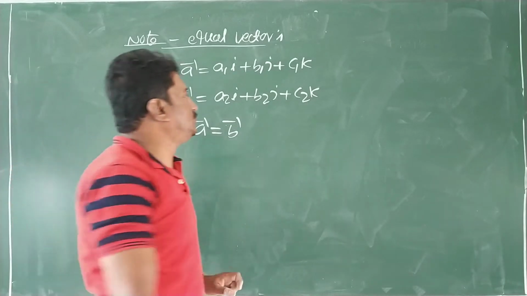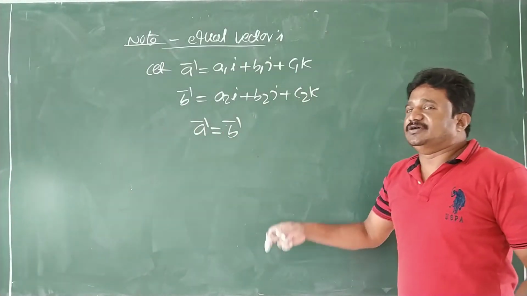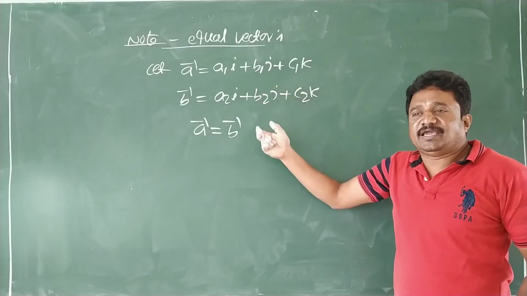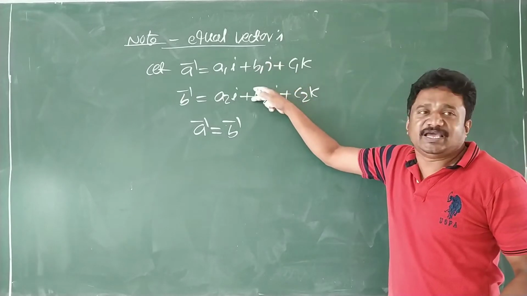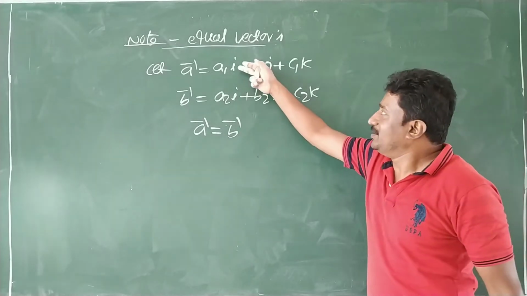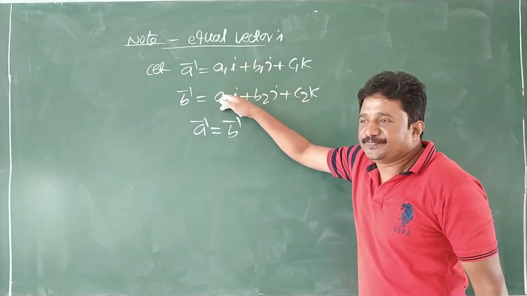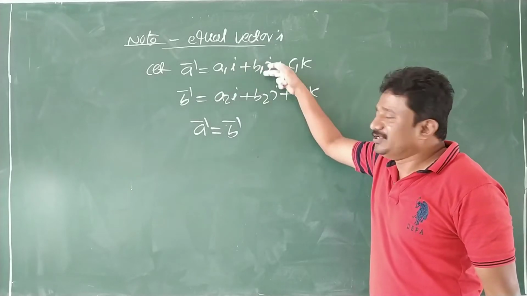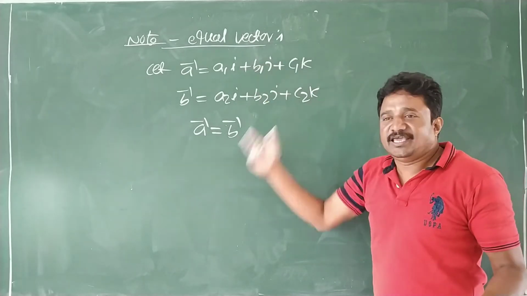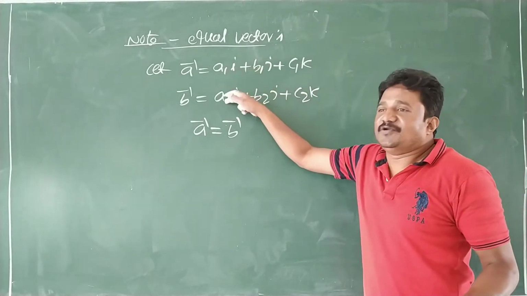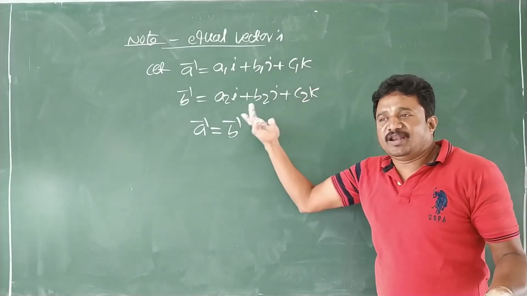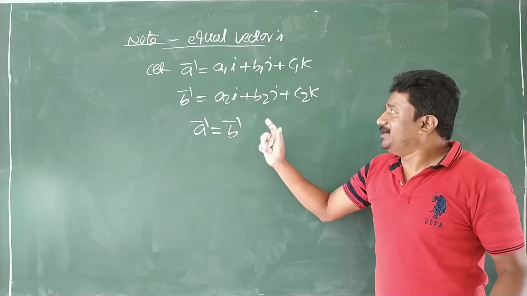You apply your general knowledge, students. When can you say these two vectors are equal? So simple. Look at this, students. If a1 is equal to a2, b1 is equal to b2, and c1 is equal to c2, if that happens, are they equal? Yes. So from that it is so clear.